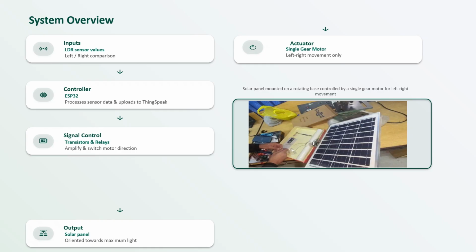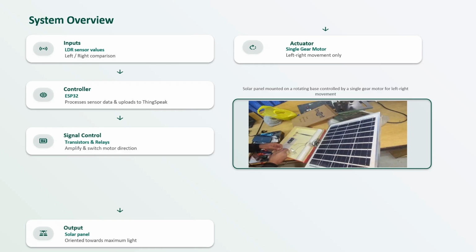Now let us give you our system overview. In simple words, this is how our system works. The input is the light intensity values from the LDR sensor. The controller, which is the ESP32, reads this value and decides in which direction to rotate. The output is the movement of the motor, which rotates the solar panel towards the direction where the light is stronger. This way, the panel keeps facing closer to the sun direction during the day.